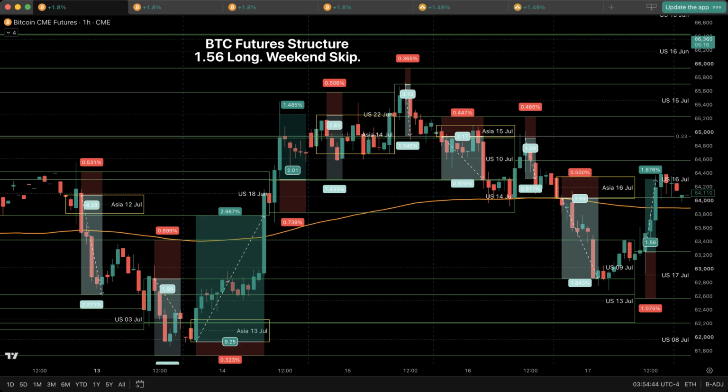July 17th U.S. gives a long plan. Entry: July 17th U.S. upper boundary. Stop: July 17th U.S. lower boundary. Target: July 16th U.S. midpoint. Risk-reward ratio: 1.56. The setup barely passes. The session is late. The week is ending. The cleaner decision is skip.